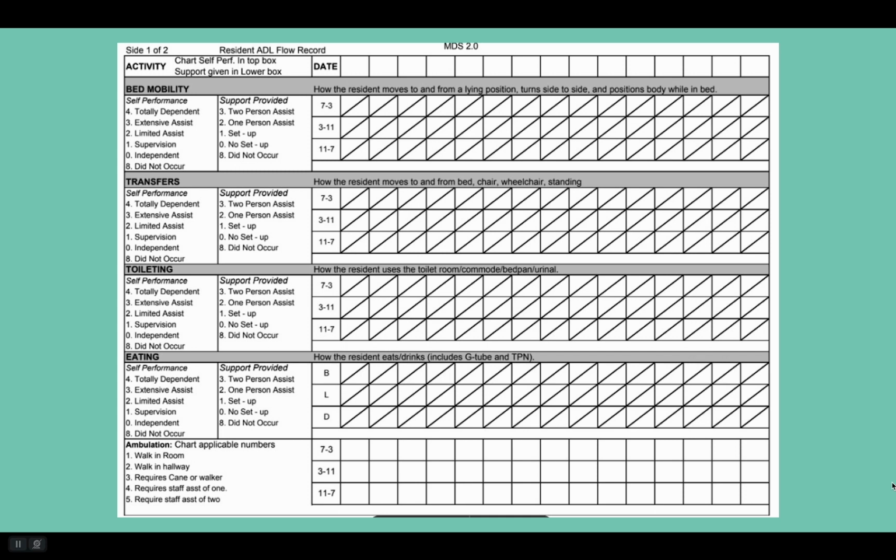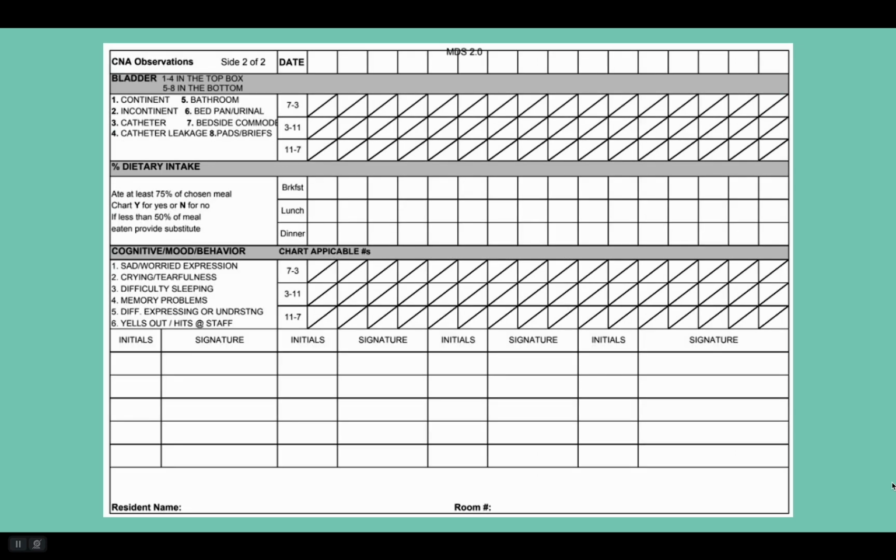See an example of the first page of an ADL flow sheet. This is the second page of an ADL flow sheet. Keep in mind that documentation is reviewed and submitted by agencies for insurance reimbursement, so it is imperative that charting is accurate and up to date.